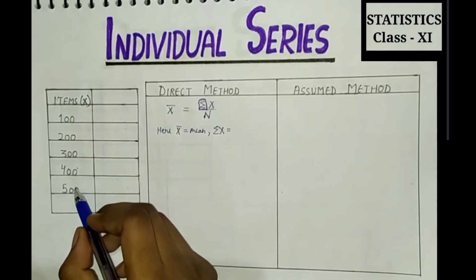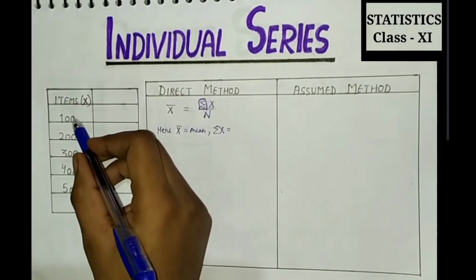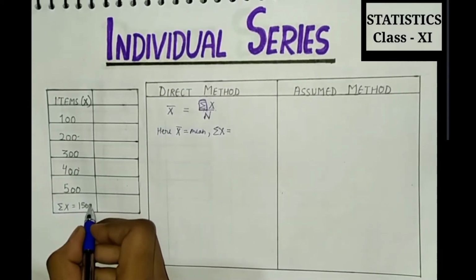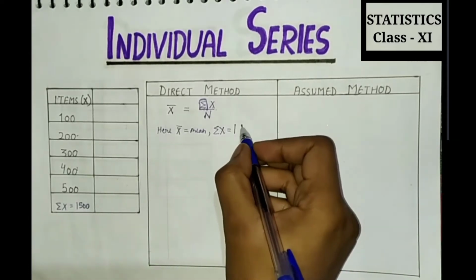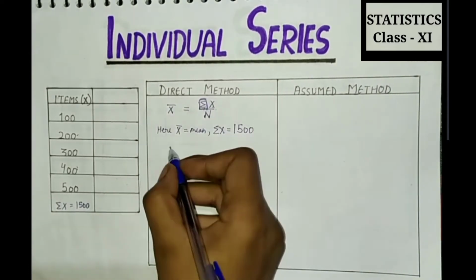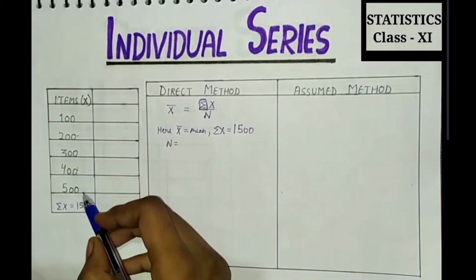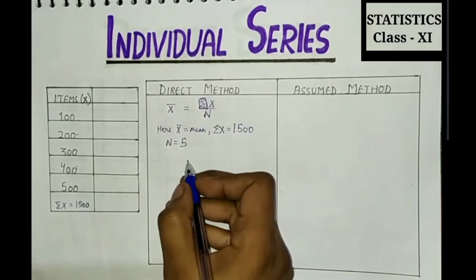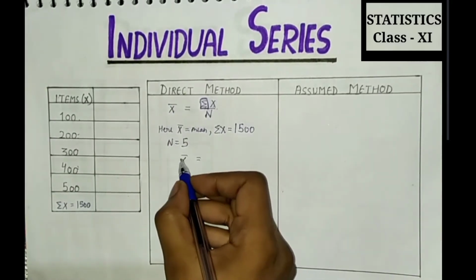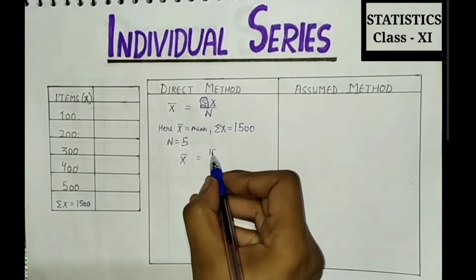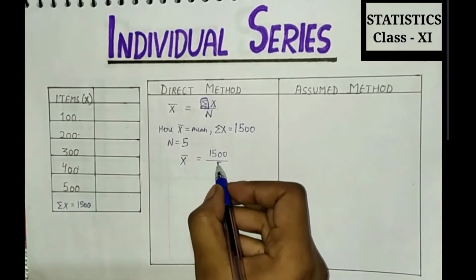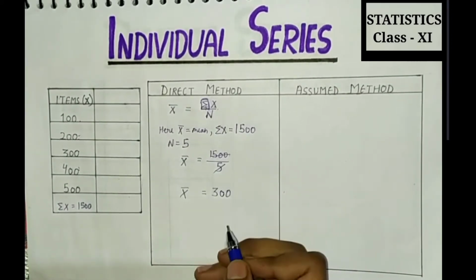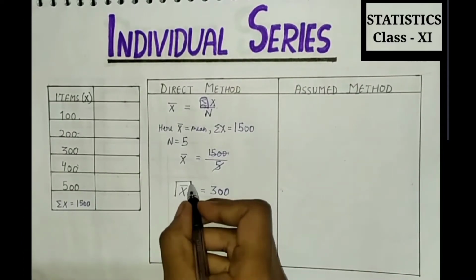So 500, 900, 1200, 1400, 1500. So sigma x is 1500, and n is the number of observations given in a series. So 1, 2, 3, 4, 5. There are 5 observations in the series. Now substituting the values in the formula, mean is equal to sigma x, which is 1500, upon n, which is 5. So mean is equal to 300. So this is our mean.